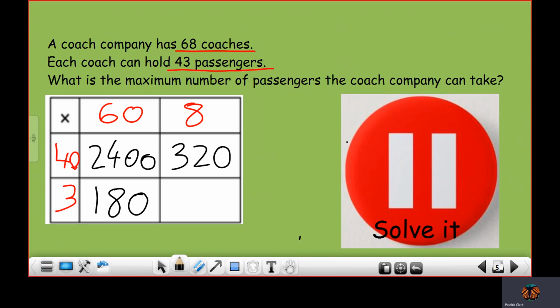And then 3 times 8, we know that one. We were practicing that a lot in class, haven't we? The answer is 24. All I have to do then is add up those 4 black numbers I've written down to find my answer. If you're in your book at home, write them down using the column method.